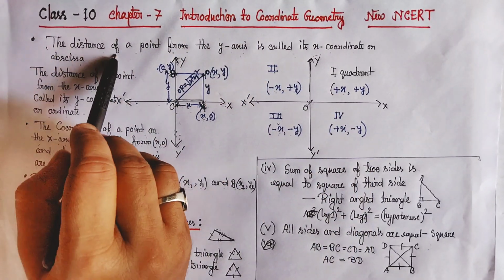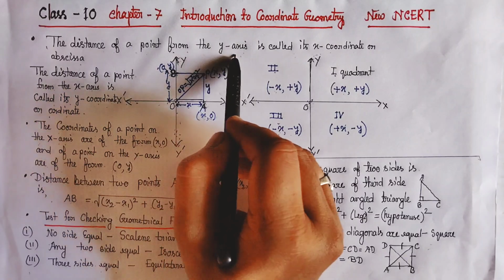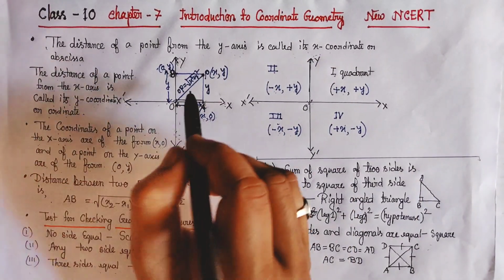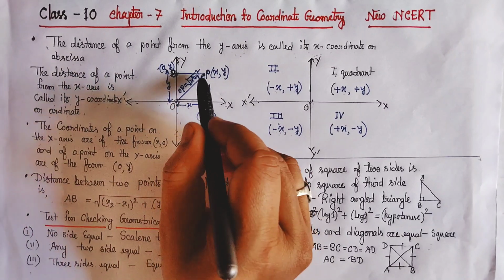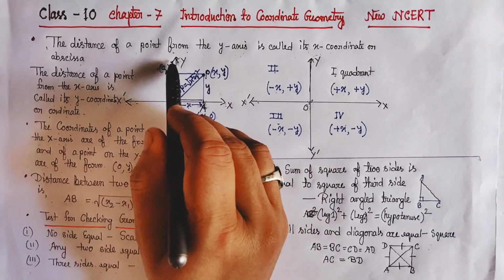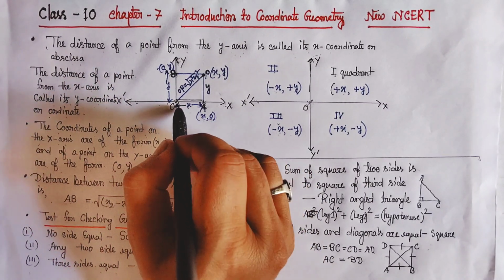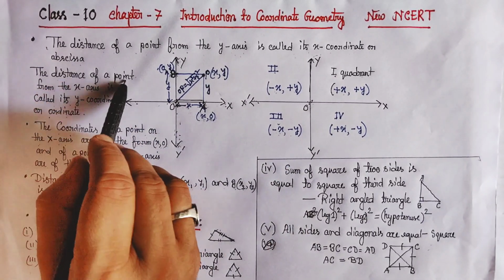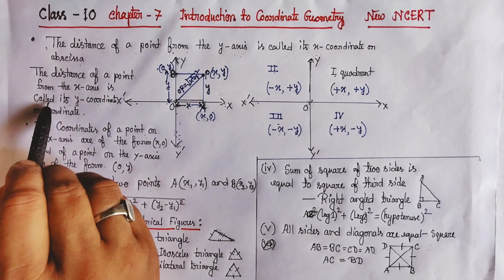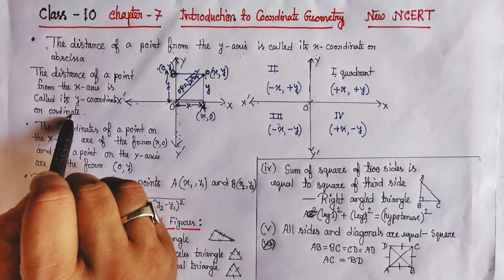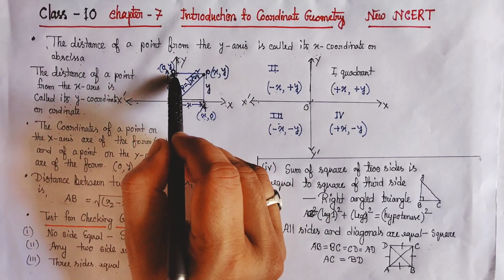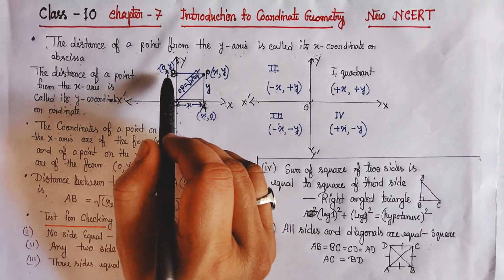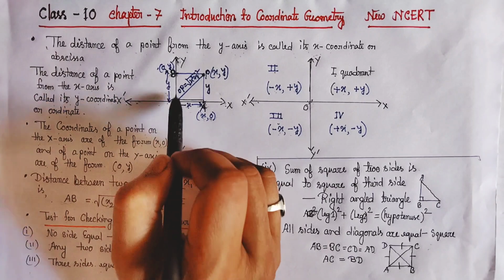The distance of a point from the y-axis is called its x coordinate or abscissa. In the figure, the distance of point A from the y-axis is x, so its x coordinate is x. Again, the distance of a point from the x-axis is called its y coordinate or ordinate. In the figure, the distance of point B from the x-axis is y, so its y coordinate is y.